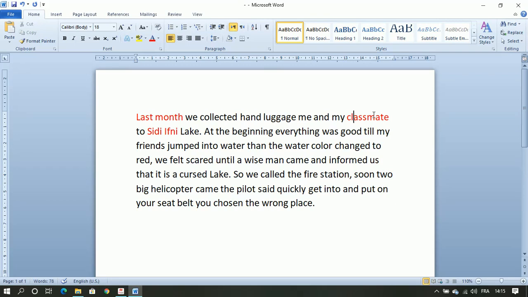So I want you to imagine a story and write about it. Try to use vocabulary from the unit, like hand luggage, helicopter. It's about air travel, okay? Seatbelt. Try to use this vocabulary. Try to use vocabulary from unit 8, okay? So you have to respect time, place, and with who, and use past, okay? And try to use vocabulary from unit 8.